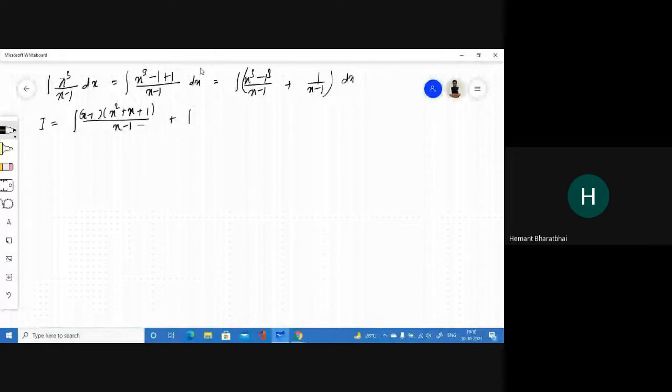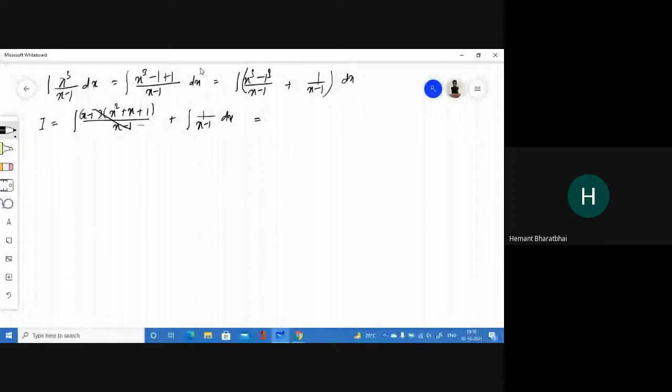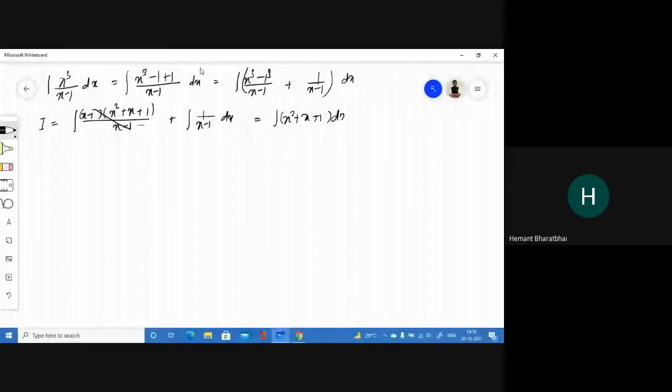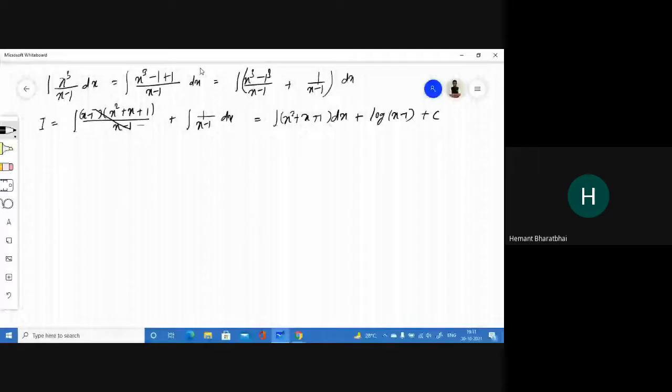So here this x minus 1 gets cancelled, so I'll get integration of x square plus x plus 1 dx, and integration of 1 by x is log x, so this will become log of x minus 1 plus c. Okay, there is no coefficient with x, so I'm not dividing with anything. Suppose if I had 3x minus 1, I would have divided here by 3. Here there is no coefficient with x, therefore I'm not dividing.